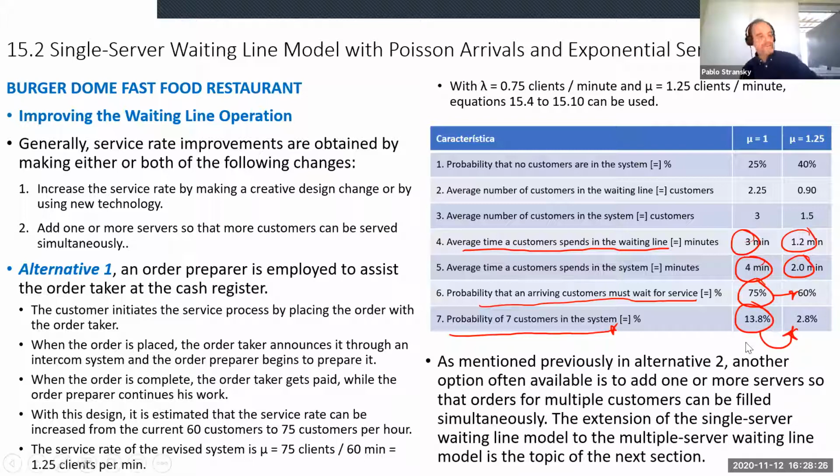It should be something really extremely rare that they have 7 customers in the whole system, okay? Something different to what it has been normally happening, okay?